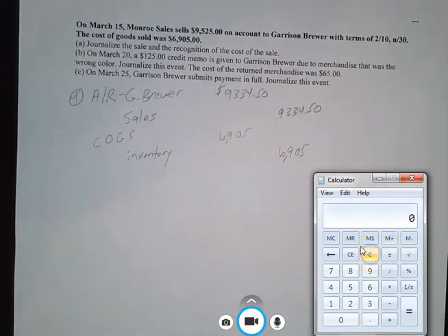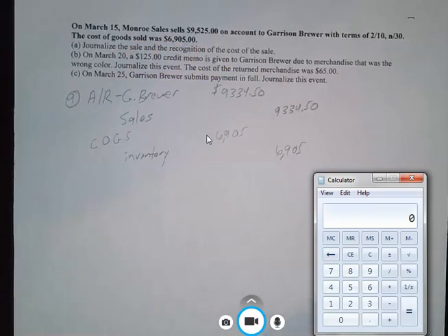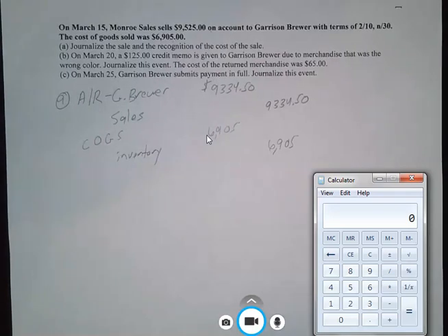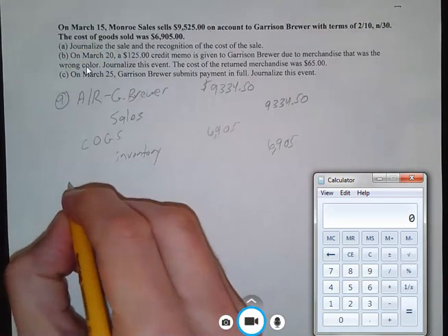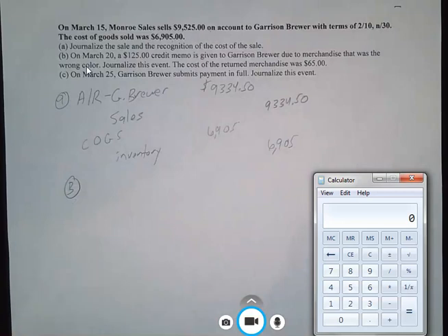It says B, on March 20th, that's 5 days after the fact, a credit memo was given to Garrison Brewer due to merchandise that was the wrong color. Journalize this event. The cost of the returned merchandise was $65. So there's nothing wrong with this merchandise. It was strictly the wrong color. So that makes things a little bit easier for us. So we have our B here. So what do you think?